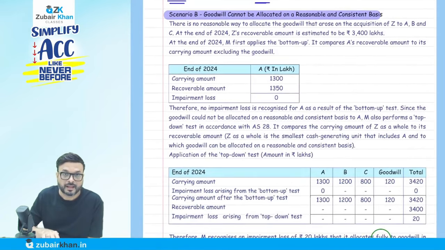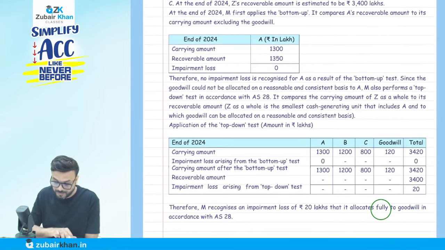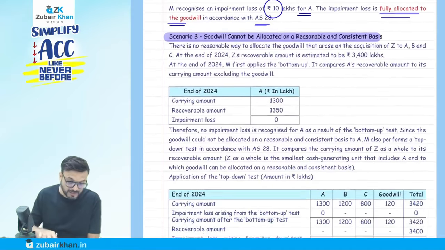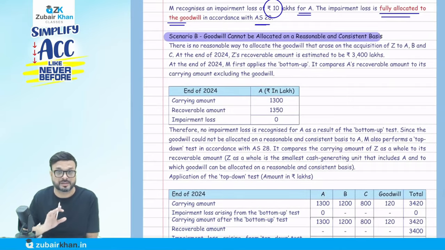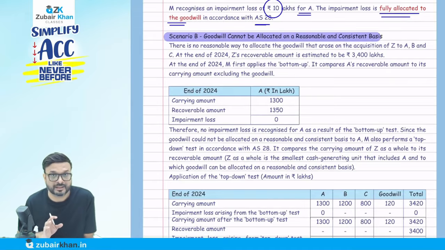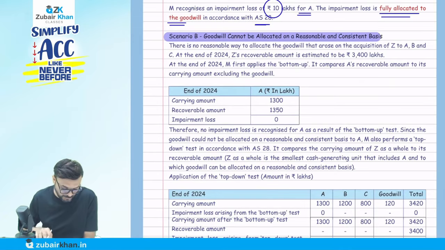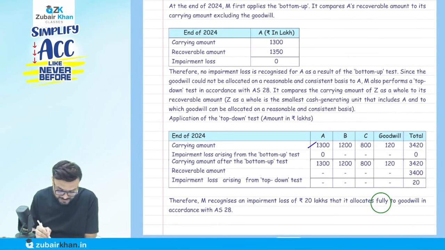Now I am coming to the next point: if goodwill cannot be allocated on a reasonable basis, what do we do here? First we calculate individually their impairment loss, if any. So we will do that individually. This is the carrying amount that they have here.